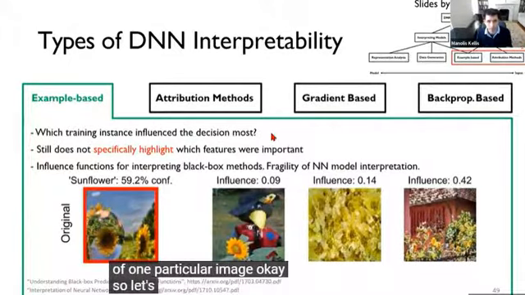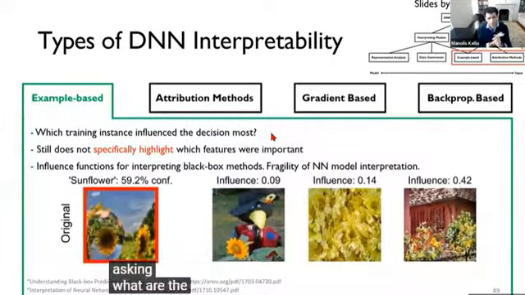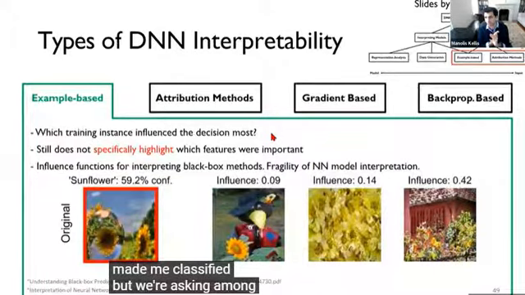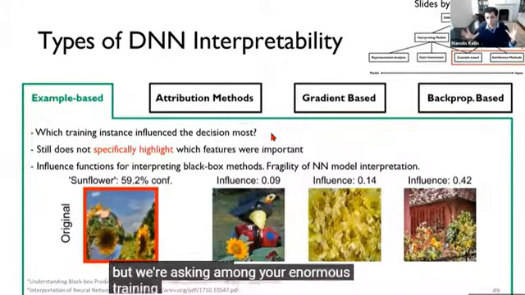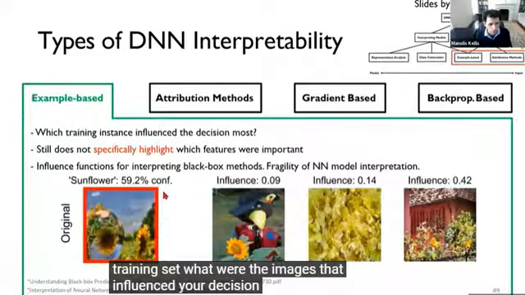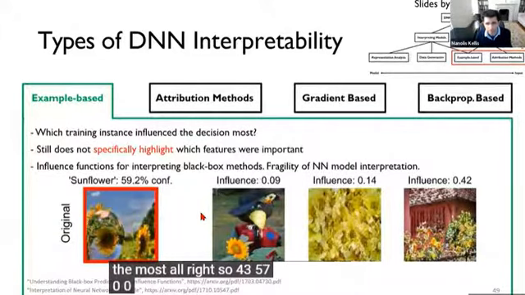Okay, so let's see. Who's with me so far on this concept? We're not asking what are the pixels of this image that made me classify it, but we're asking, among your enormous training set, what were the images that influenced your decision for that image the most? All right, so 43, 57, 00.